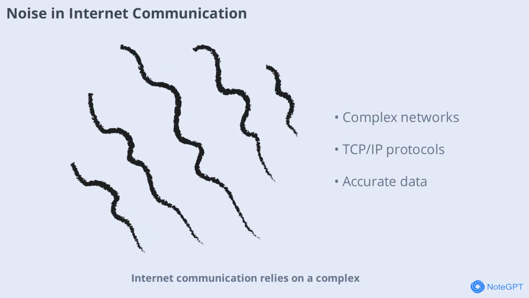Internet communication relies on a complex network of wired and wireless connections, all of which can be affected by noise. Protocols like TCP/IP and error correction algorithms ensure that data is transmitted accurately, even when noise is present.